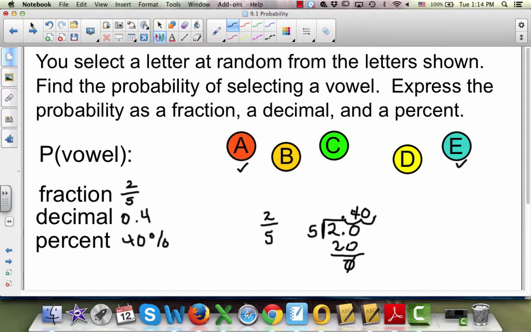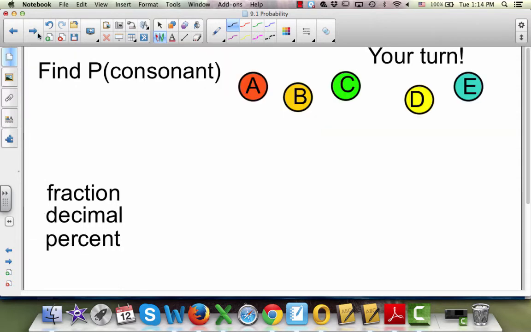Okay, I bet that it's your turn. Find the probability of getting a consonant. Write it as a fraction, a decimal, and a percent. Remember, it's the favorable outcomes over the possible outcomes. Pause the video, try it, and then come back to me.